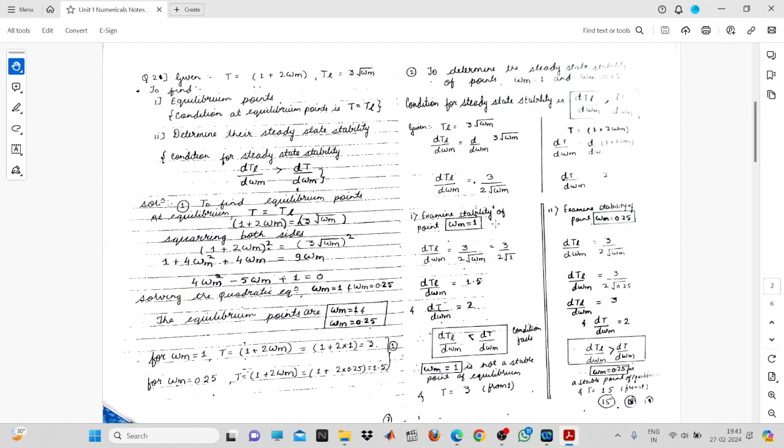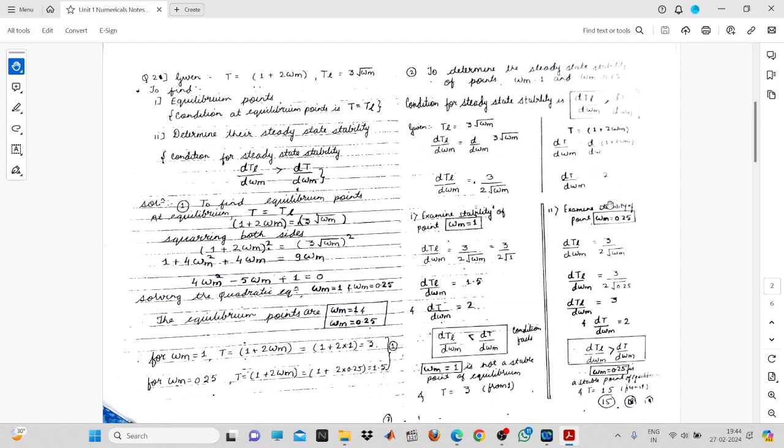Now you will have to check whether omega m equal to 1 is stable or not. So here, put omega m equal to 1: 3 upon 2 under root of 1. So this dTL upon d omega m is 1.5, and dT is 2. So you can see that this slope is higher. So I think this is the unstable point, because if the slope of motor torque is higher than the load torque, then the motor, or you can say the drive, will never come back to its initial state. Either it will increase or it will decrease.